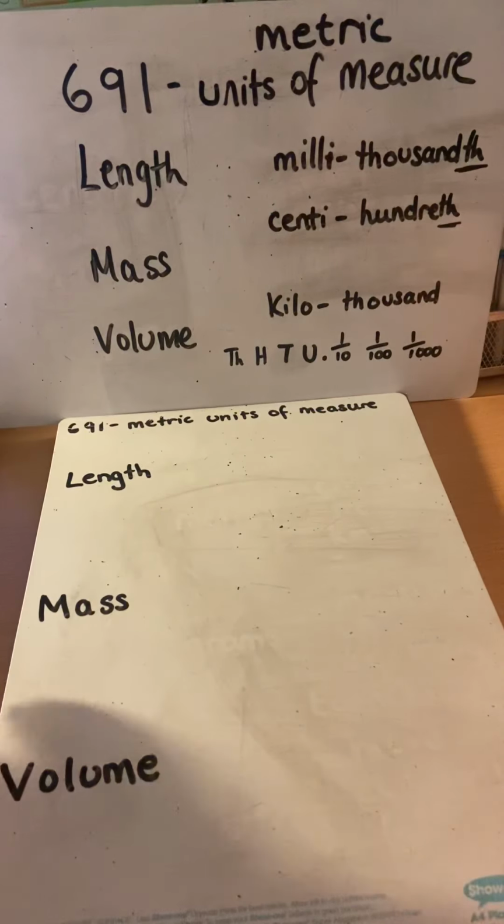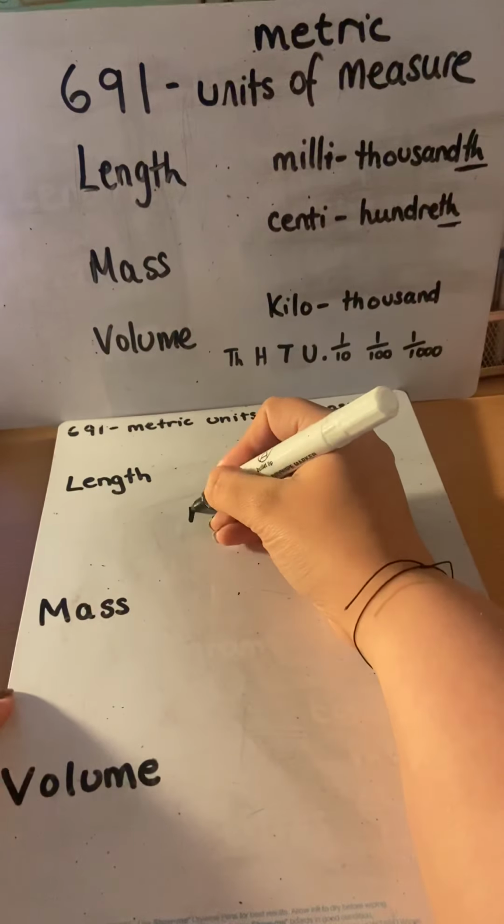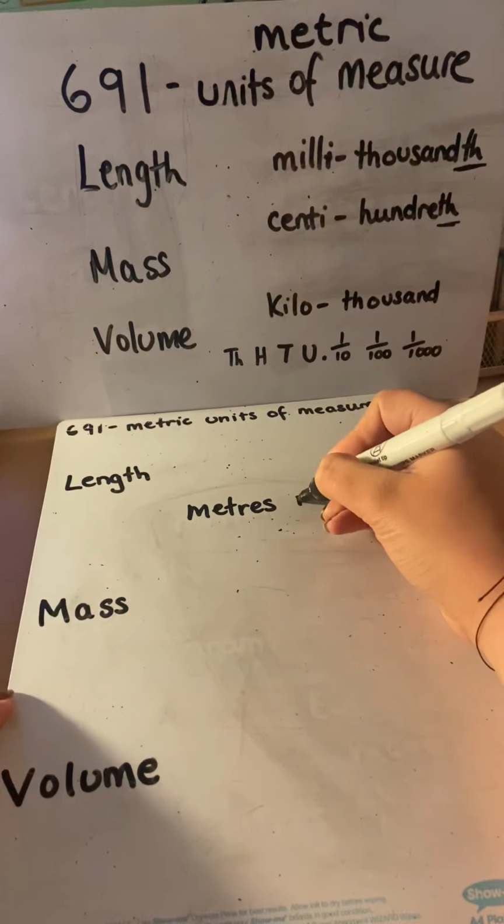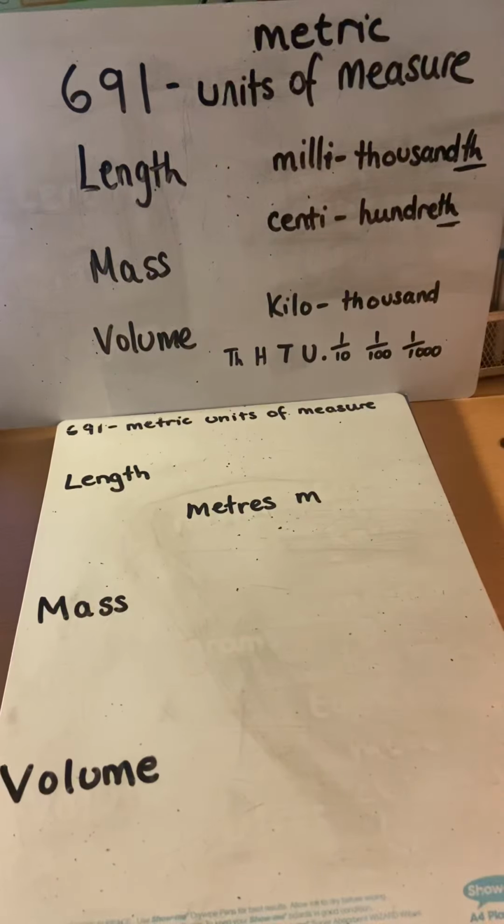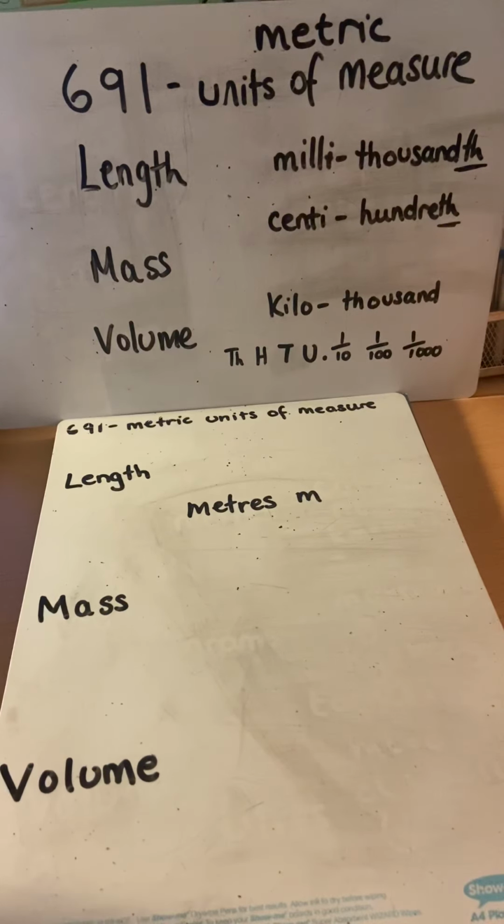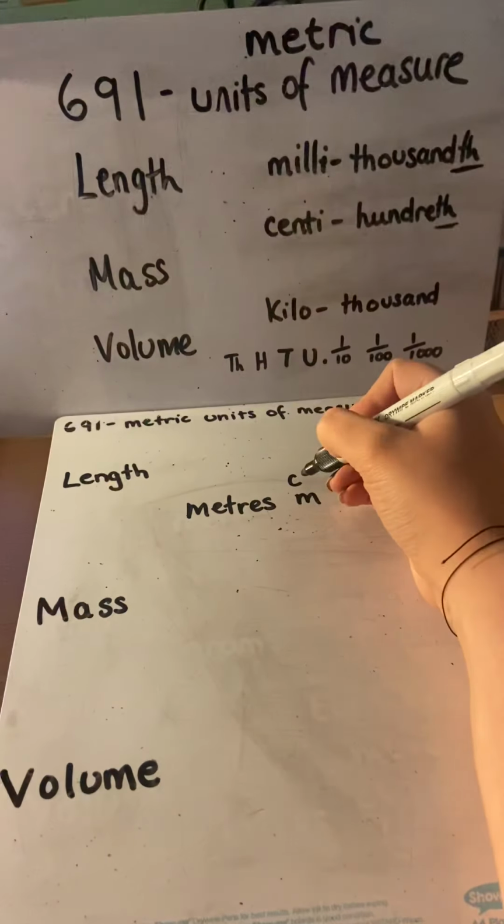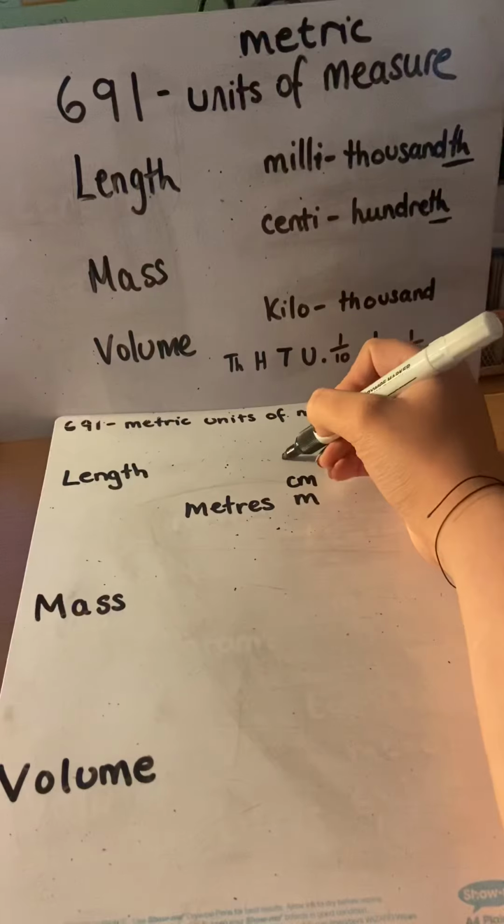The standard main unit of length is meters. And we write that with an M. And that's what you'd use if you were maybe measuring the length of a classroom or something that sort of size. Or even the height of a person. Sometimes though, we need to measure something smaller than that. So we can use centimetres or millimetres.